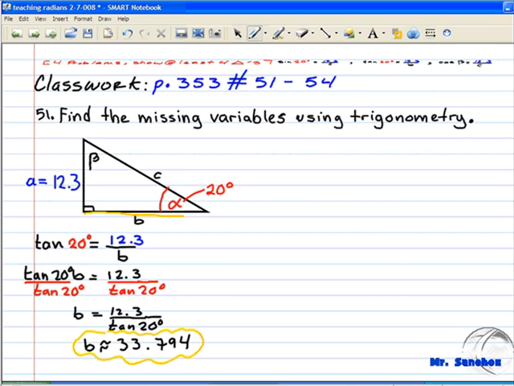Then next up is the hypotenuse, c. So again, the first thing we're going to do is set up our trigonometric ratio. We're going to use the formula of sine, since we have the opposite of alpha, that's 12.3, and because we want to find the hypotenuse. So which trigonometric function offers opposite and hypotenuse? That's sine. So again, we set up our formula. We're going to use algebra to solve. Let's watch.